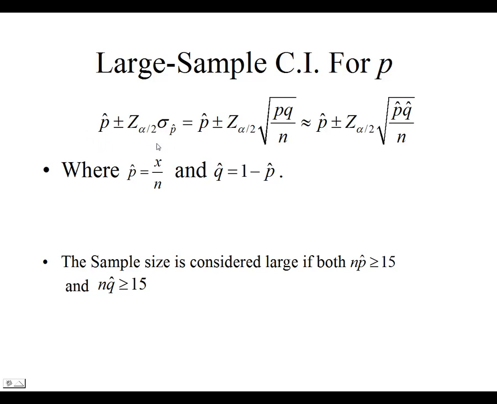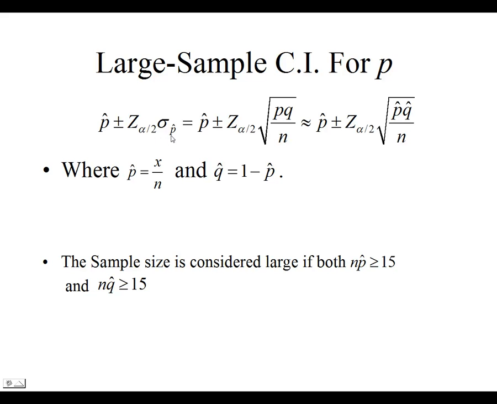So we have our familiar form. We have the point estimator on the left, the error term on the right. So the point estimator, P hat, plus or minus the critical value. We get to use the z distribution as long as our sample size is large enough. Our criteria for large means n times P hat is 15 or more, and n times Q hat is 15 or more. According to the central limit theorem, that's large enough for P hat to be considered approximately normal, so we will use the standard normal distribution.